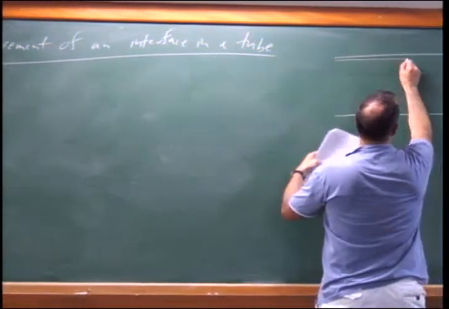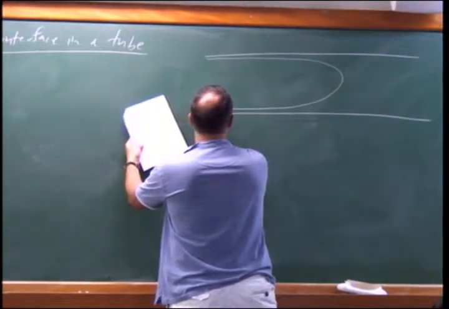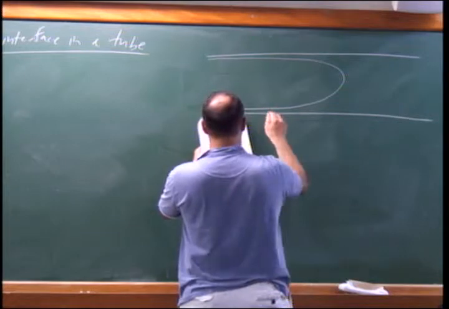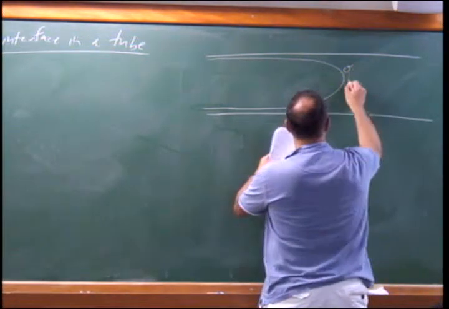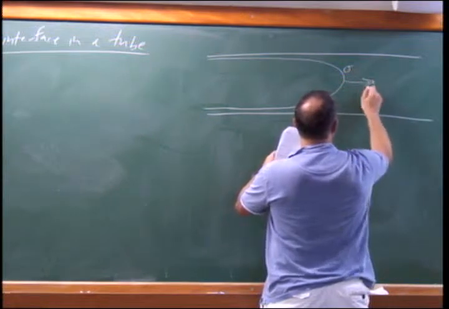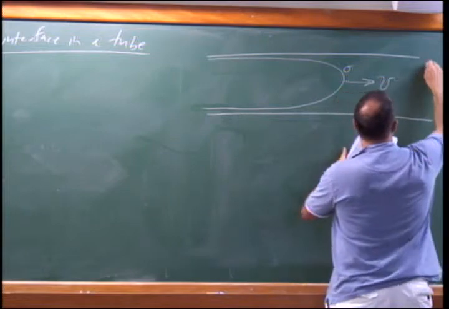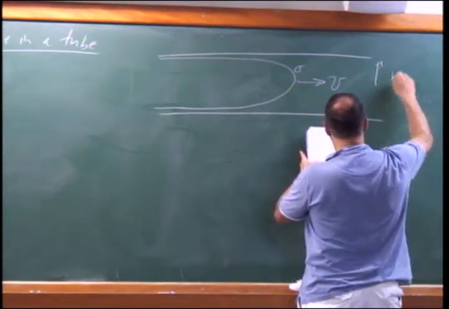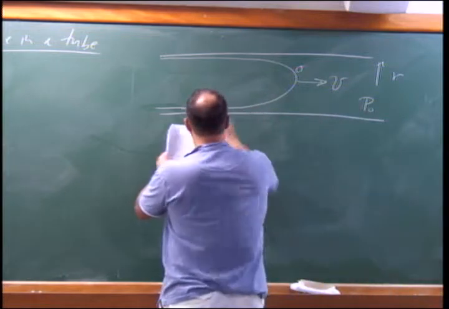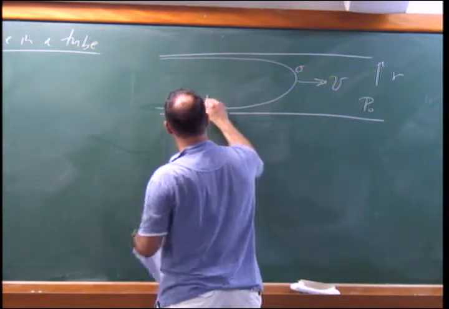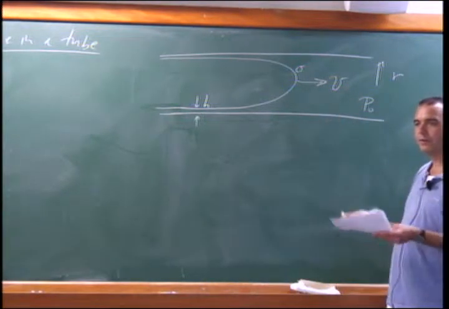So now imagine this is a bubble. It can also be water going into oil, but we have some interface, surface tension sigma, and we're pumping this through at a speed u. Imagine it's a cylinder with radius r. We have some ambient pressure P naught. And so the question is, how thick is H going to be as a function of the pushing speed?